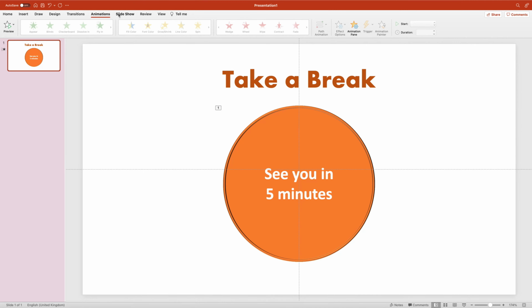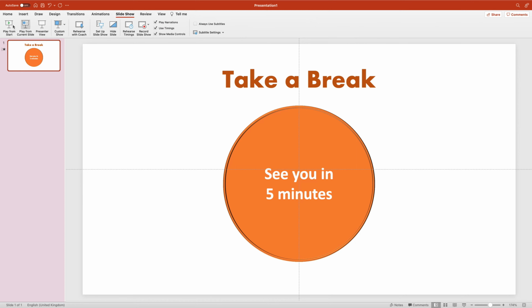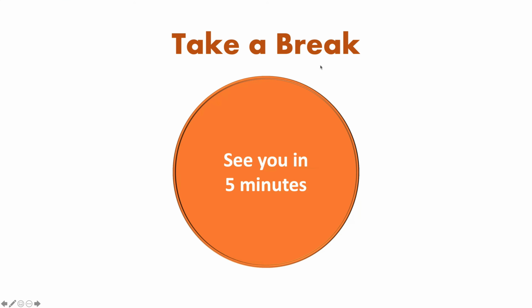So let's take a look. Slideshow, play from start. I'm going to click. And as you can see, this one starts to disappear slowly. It will take exactly 1 minute to disappear. After 1 minute, you will see a new message. See you in 4 minutes. And then you will see the next one. See you in 3 minutes. This way you can measure exactly 5 minutes.